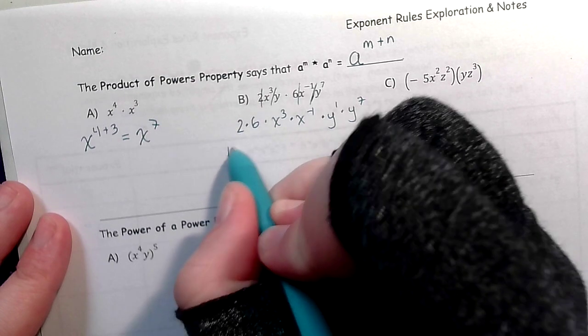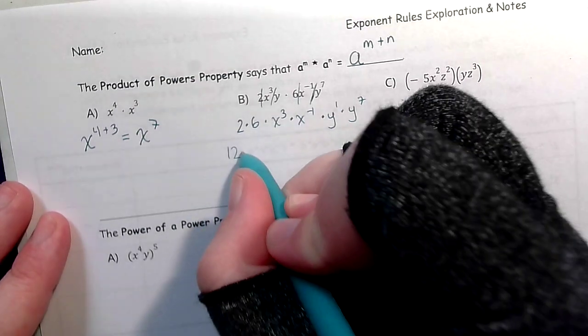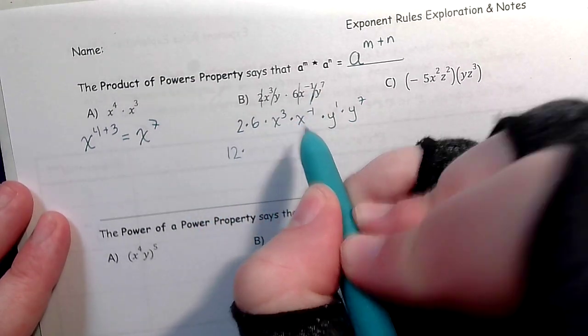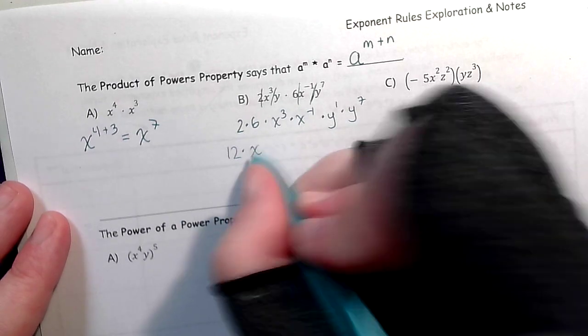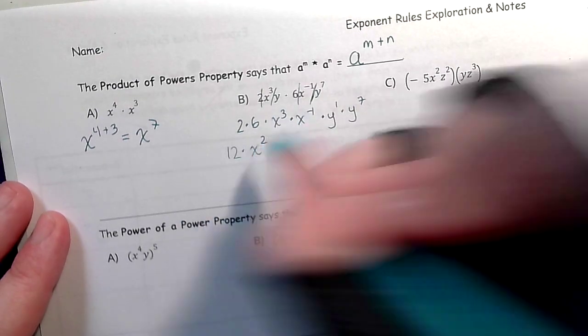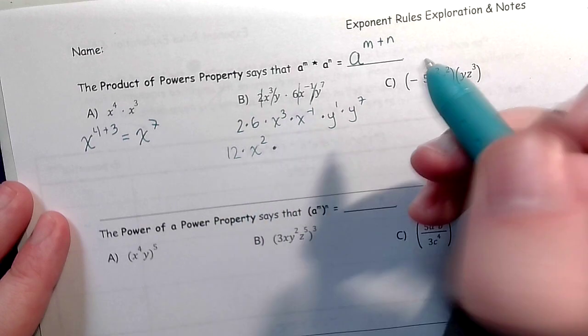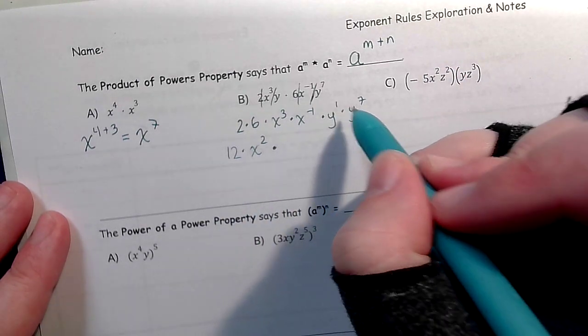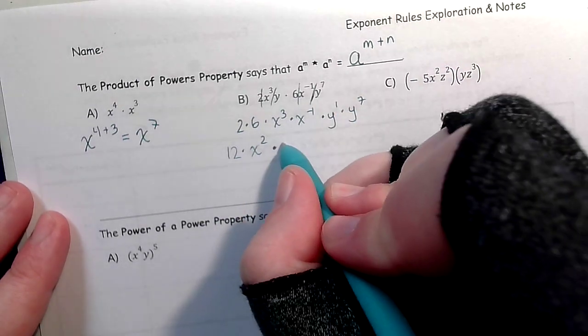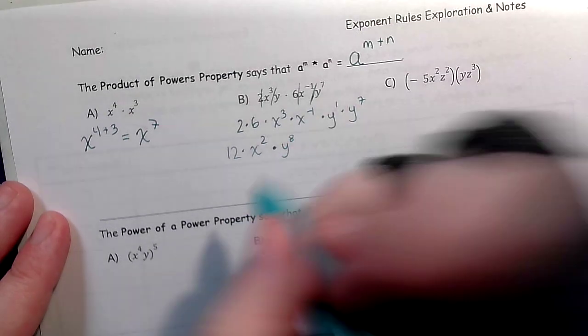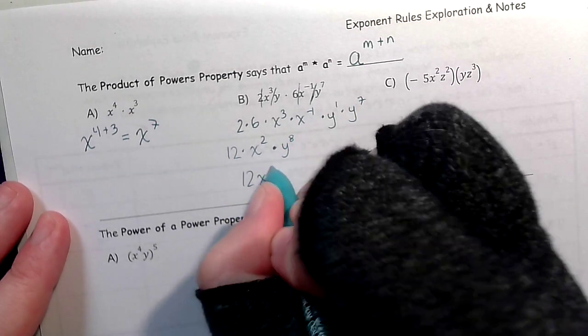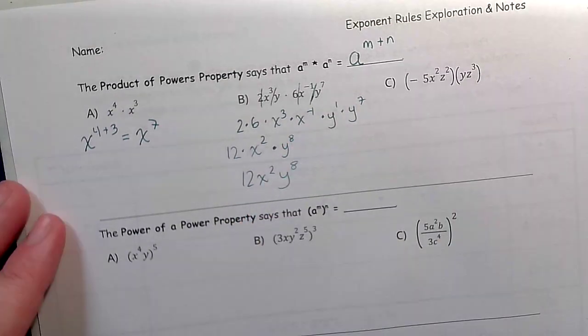2 times 6, we know that that's 12, times x to the third times x to the negative 1 is x to the 3 minus 1, so x to the 2, times y to the first times y to the seventh. Again, we're adding the exponents, so that'll be y to the eighth. So our simplified version here is such.